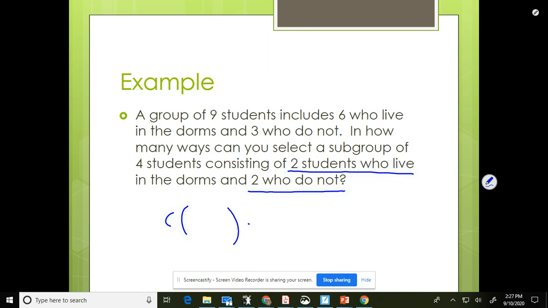I'm going to select the 2 students that live in the dorms. Okay, so this is dorms. And then, so multi-stage, I'm doing this and then that. So then not dorms. So I'm going to do 2 separate things that I'm going to multiply. So for the dorms, I have 6 people that live in the dorms. We're selecting 2. For the non-dorms, I have 3 that don't live in dorms. I'm selecting 2 of those. And then we just do the calculations.